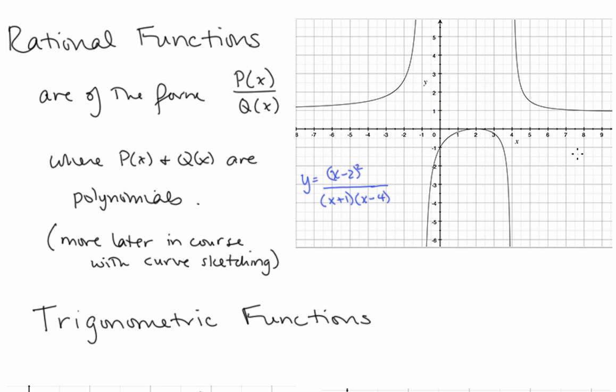Rational functions are of the form p of x over q of x, where p of x and q of x are both polynomials. I'm not going to suggest you memorize any of the shapes of these at this point, but we're going to learn later in the course how to sketch the graph of rational functions.